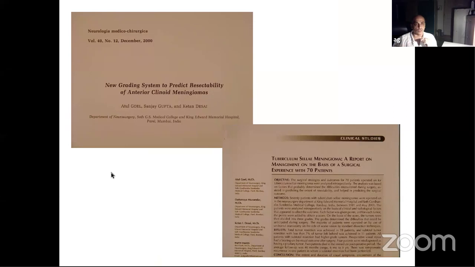There are several articles of mine on various types of meningioma, anterior clinoidal meningiomas, and the grading system that I described in the year 2000, 20 years ago. I wish you can read it. 21 years ago, I showed my series of tuberculum sellae meningiomas of 70 cases, which was the largest series in the world at that time. And my series is still the largest in the world. I will talk to you about tuberculum sellae meningiomas.